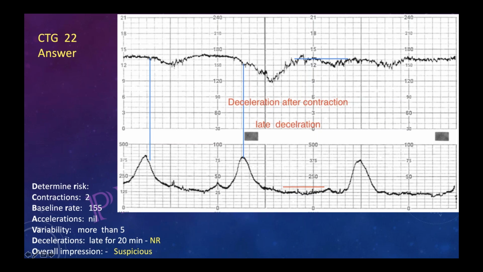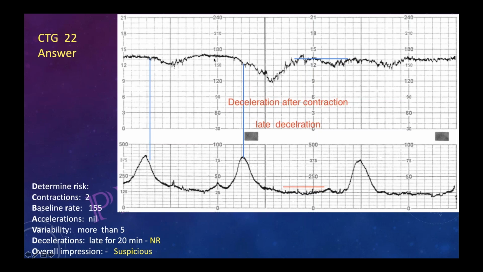Ma'am, how will we count the baseline? See, this is the part of CTG. Here there has been no contraction, so here there is no contraction. So you go above and see. This appears to be the baseline.